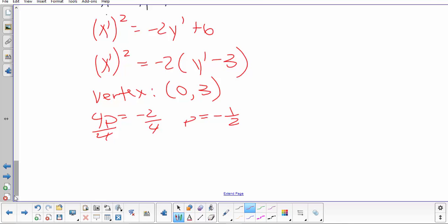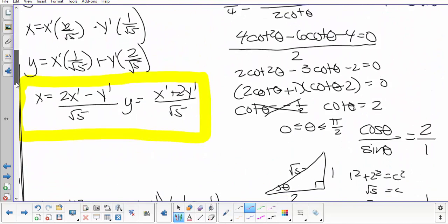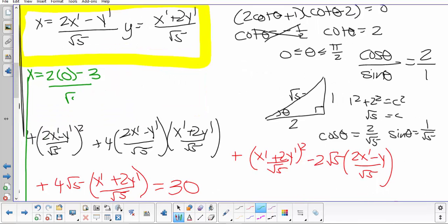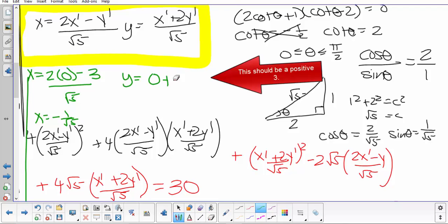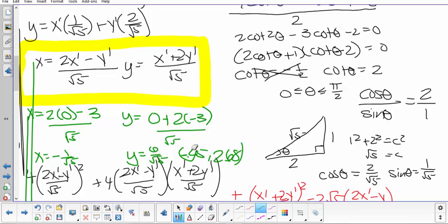So what we're going to do is take this (0, 3) and substitute it back into these equations that we highlighted before. To find x would be 2 times 0 minus 3 over root 5. So x is negative 1 over root 5. And our y coordinate would be y equals 0 plus 2 times negative 3 over root 5. So y would be 6 over root 5. Negative 1 over root 5 is approximately negative 0.45, and 6 divided by root 5 is approximately 2.68.